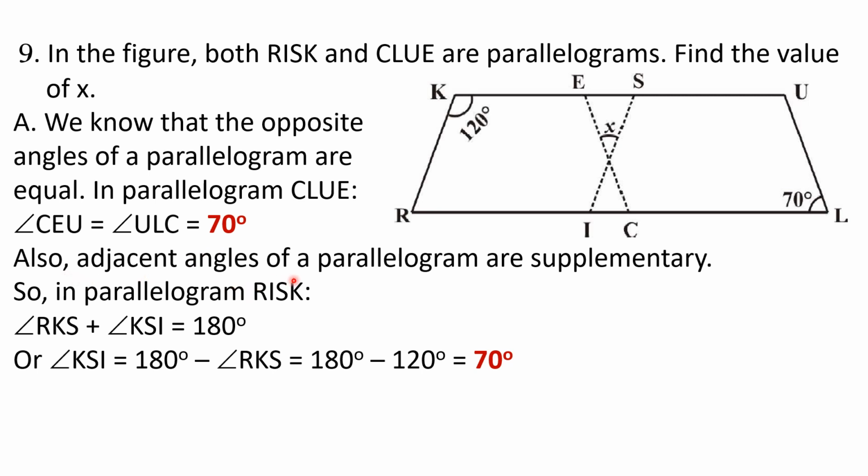Also, adjacent angles of a parallelogram are supplementary. Supplementary means their sum is 180 degrees. So in parallelogram RISK, angle RKS plus angle KSI, this angle at S, is equal to 180 degrees. KSI is equal to 180 degrees minus RKS, and RKS is equal to 120 degrees, which is given. So 180 minus 120 is equal to 60 degrees. It means this angle is 60 degrees. This angle is also equal to 60 degrees.